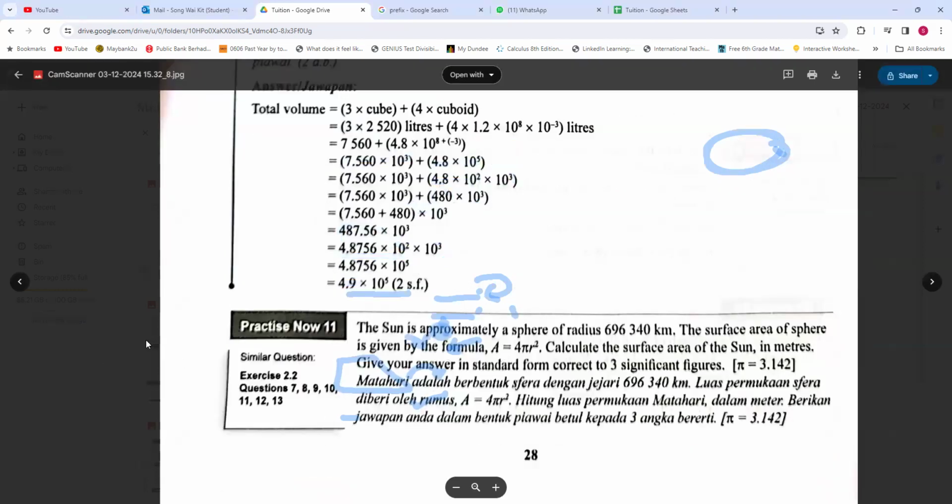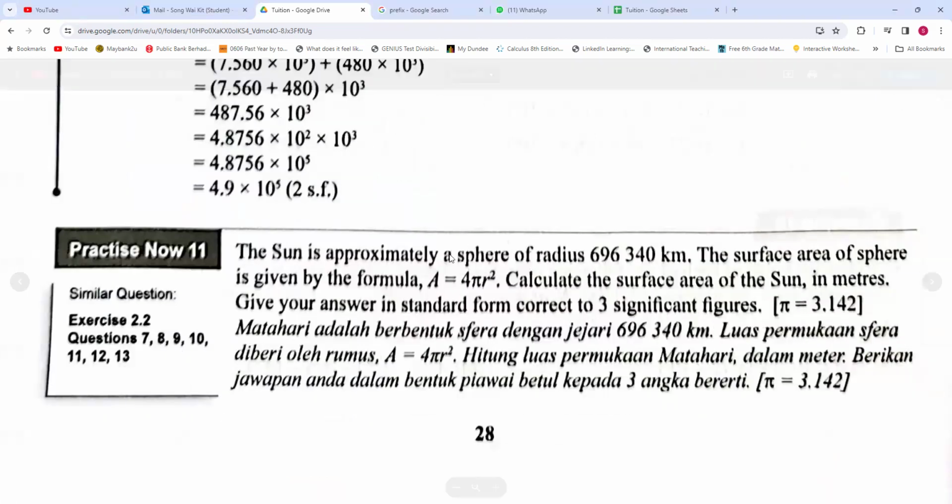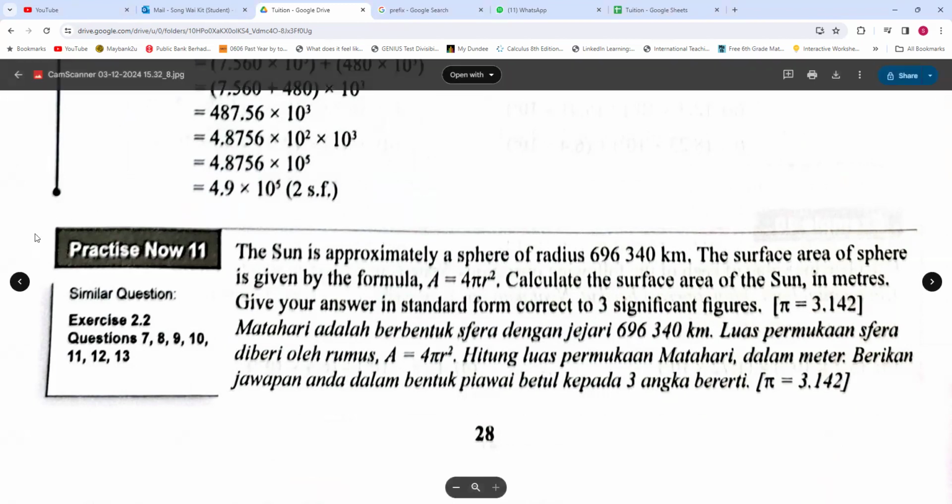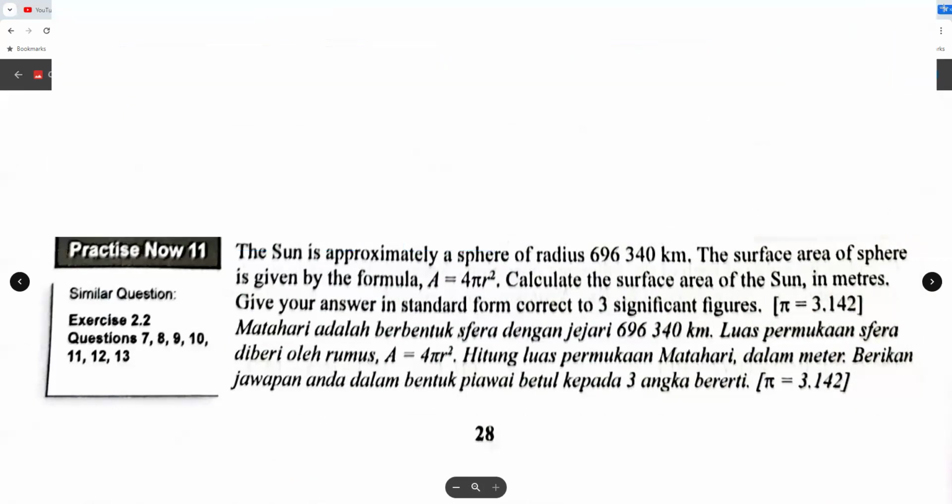I will try to use the last time to do the practice now 11. So it says that the sun is approximately a sphere of radius 696,340 kilometers. The surface area of a sphere is given by the formula A equals 4 pi r cubed, 4 pi r squared. Calculate the surface area of the sun in meters. Give your answers in standard form, correct to 3 significant figures. Here, let's go and do the math. The calculator will do a lot of your work for you, so don't panic.